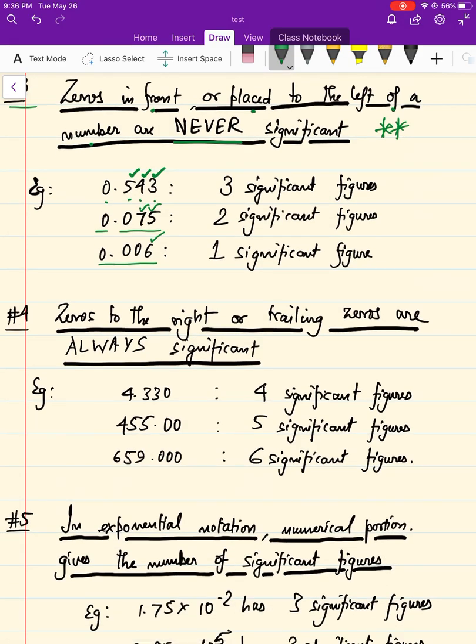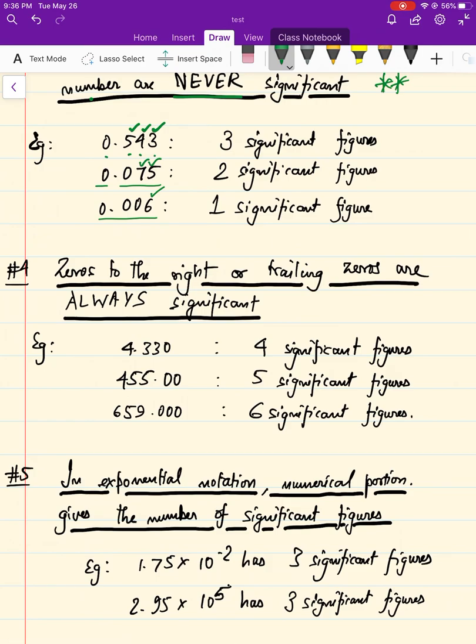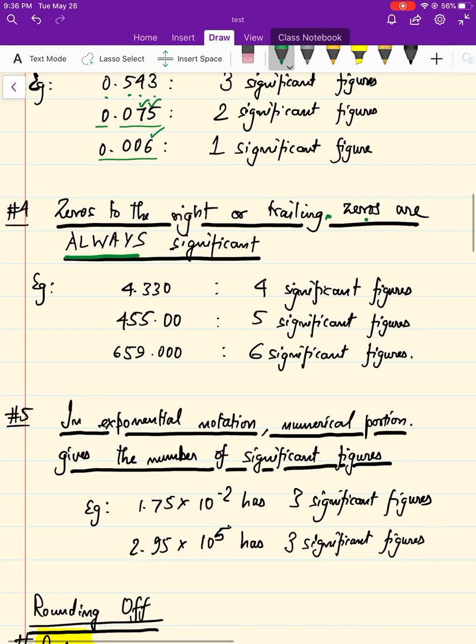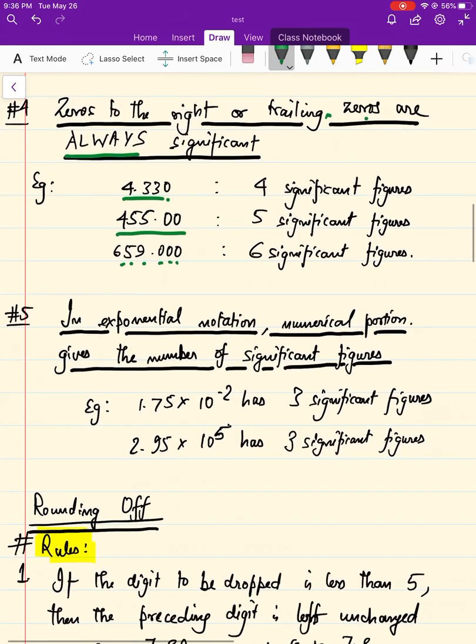Okay, let's go to rule number 4, and it says that zeros to the right, or trailing zeros, are always significant, and you need to know the difference between point number 3 and point number 4. The one on the left is never significant. The one on the right is always significant. So as you can see, there are 3 non-zero digits and 1 zero. However, all of them are counted. So it has 4, the next one has 5, the one after that has 6, because there are 3 zeros after 3 non-zero digits. So these are specific rules of significant figures, and I'm emphasizing them because each one of them carries its own meaning, right?